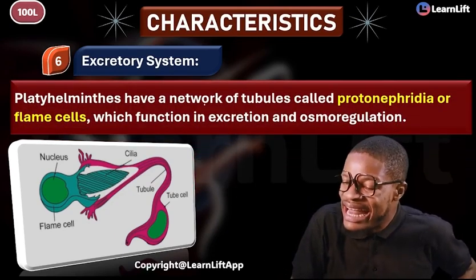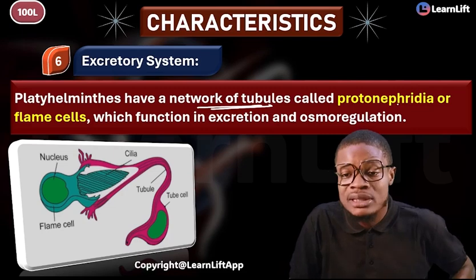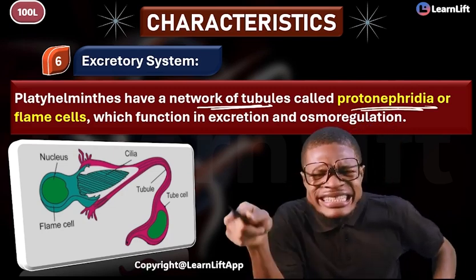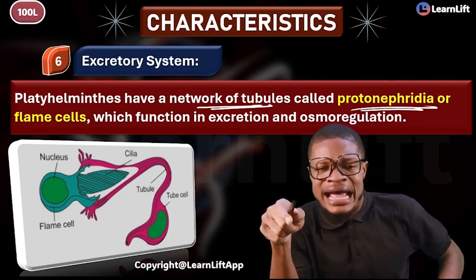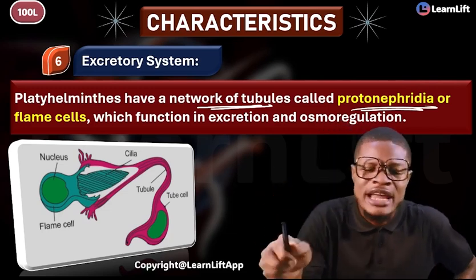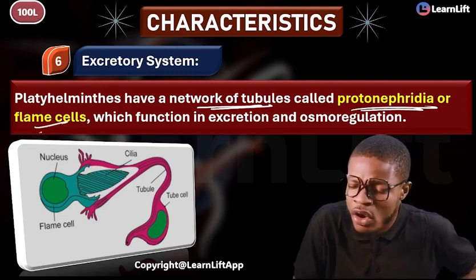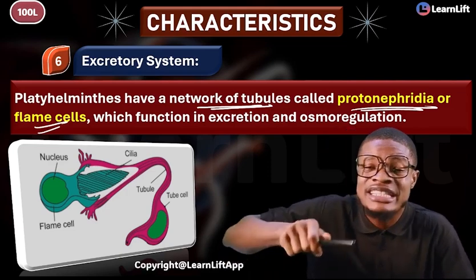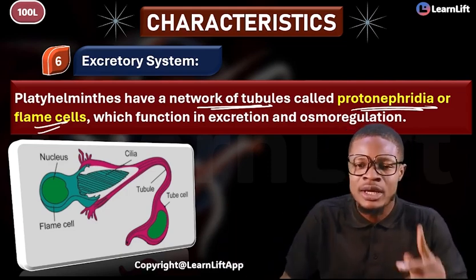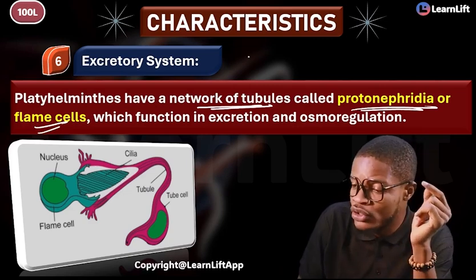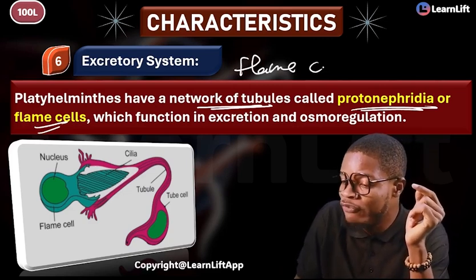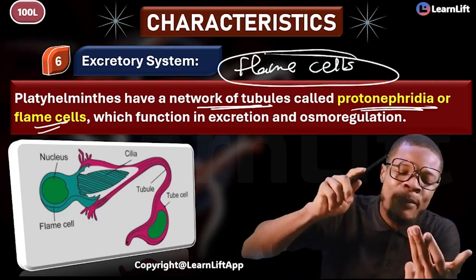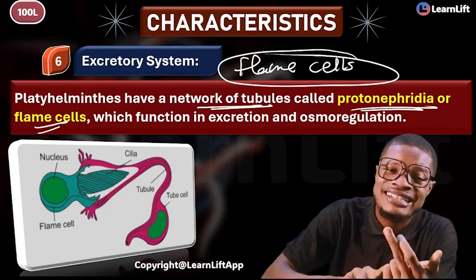Platyhelminthes have a network of tubules called protonephridia. In other words, the excretory system of platyhelminthes is either called protonephridia or flame cells. But let me shout you, the one you will always keep seeing in the exam is flame cells. So it is either their protonephridia or their what? Flame cells as their what?